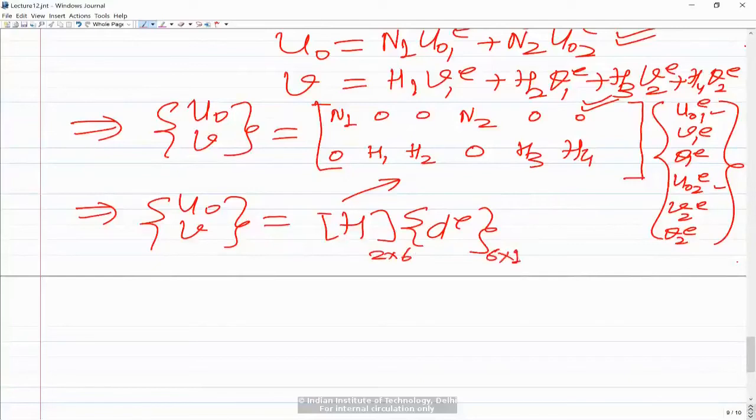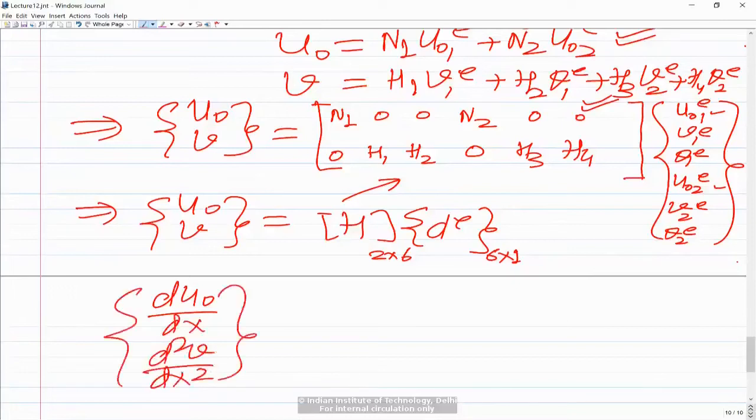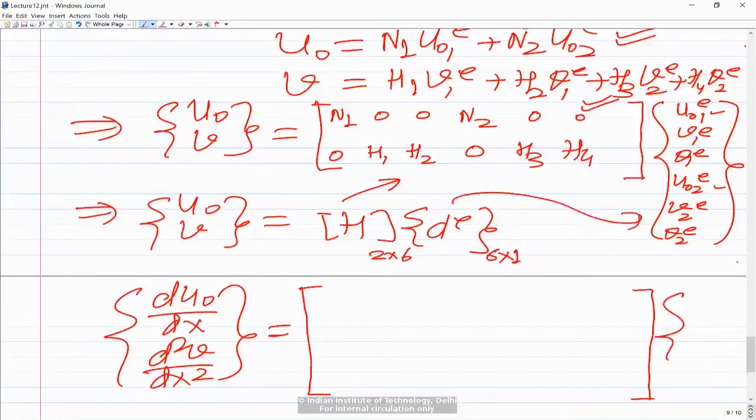In the same way, we need in the integral functional the derivatives of u naught and v. So we require du naught by dx and d2v by dx square. These also can be written in terms of the derivatives of the shape functions and the vector of degrees of freedom, which we are calling de. So now let me write just here de.